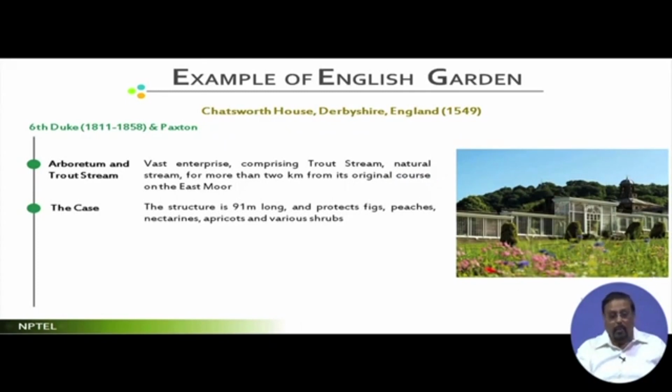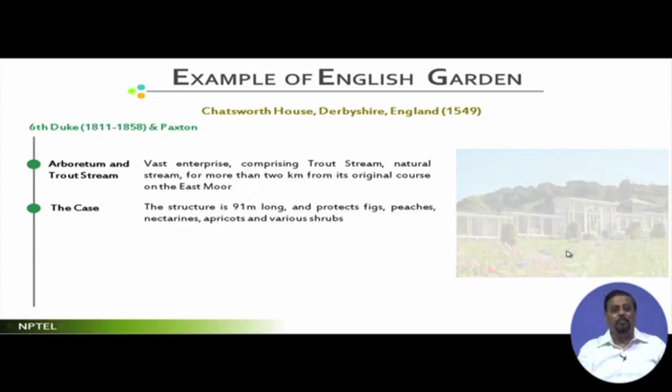The case, the structure that they have created, is again for protecting the plants. This is the place where they used to keep the plants for germination, for growth, for health check, for propagation, and then ultimately bring them outside. This particular idea, the case, like the greenhouse, is a contribution of the English landscapes.